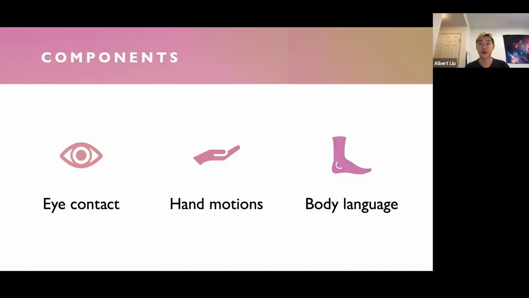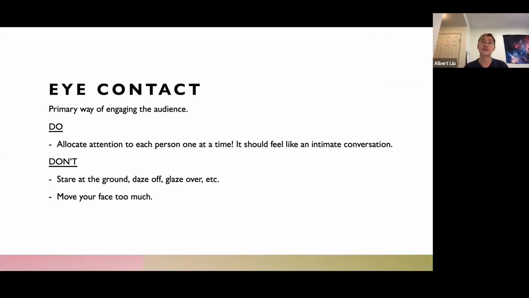Overall, there are three components of being engaging. The first one is giving eye contact, the second one is using hand motions, and the third is the body language that you exhibit. First, eye contact is the primary way that you engage the audience.